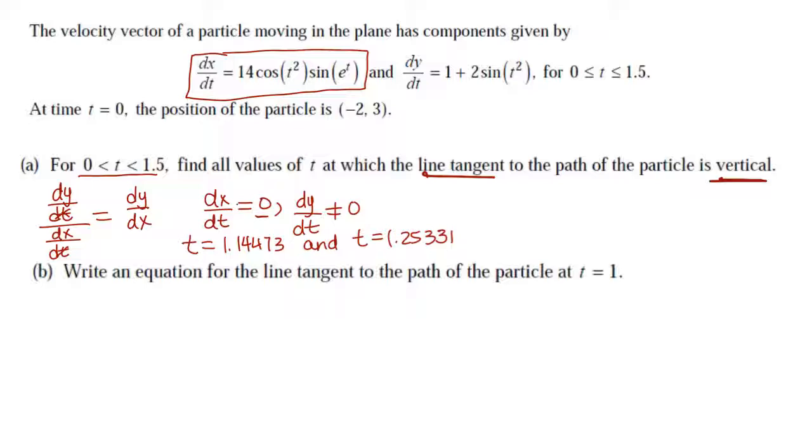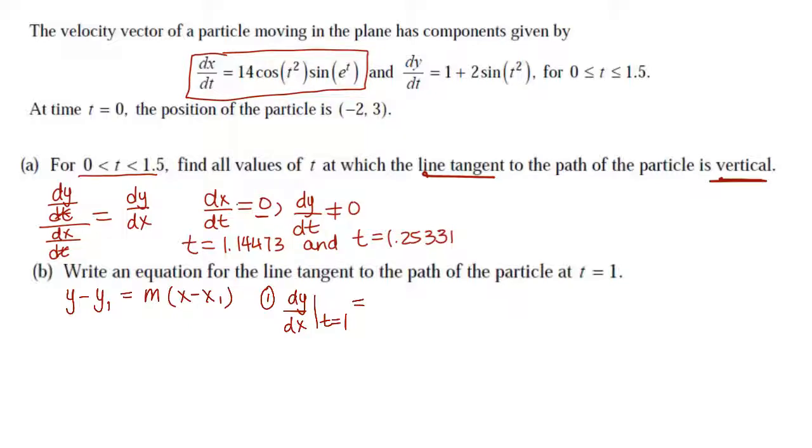Okay, so for part B, you need to write an equation for the line tangent. If you're writing the equation for the line tangent, you definitely need your formula from way back when: y minus y1 equals m times x minus x1. Hopefully we remember that. We do need to find m. Remember, m is going to be your dy/dx. So the first thing we need to calculate is dy/dx at t equals 1.